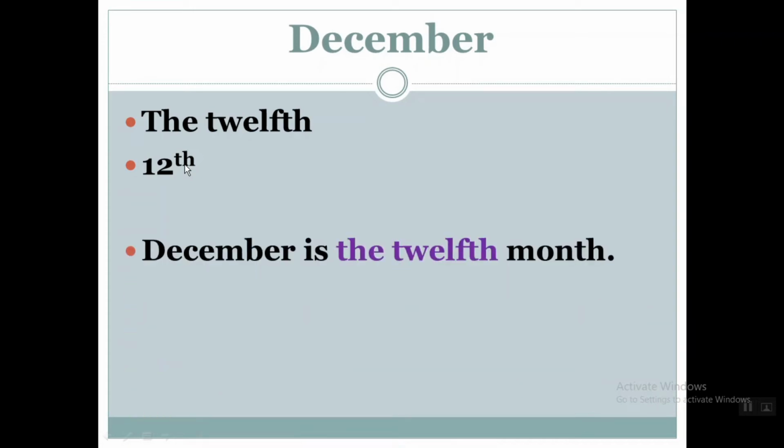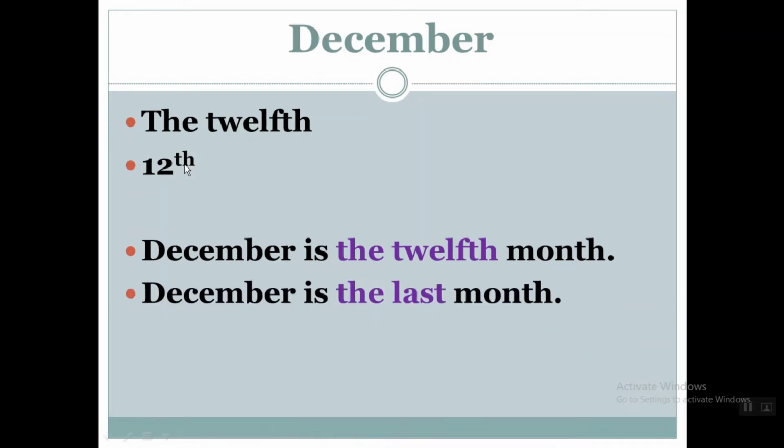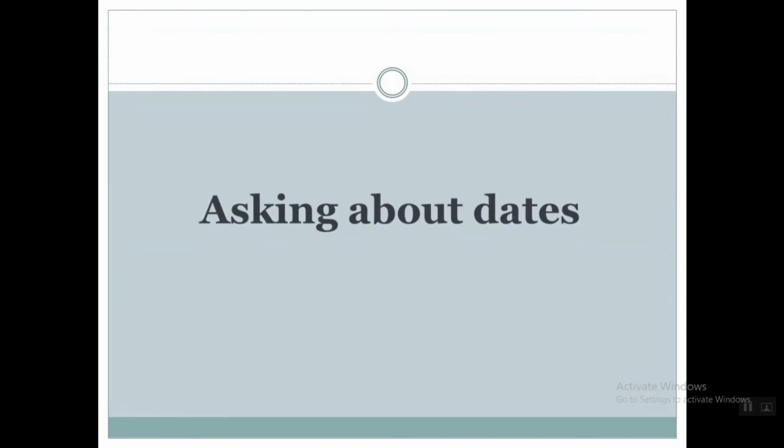The last month is December. Again, December. It's the 12th. Or we can write it like number 12 and TH. The 12th. So December is the 12th month. And also it's the last. December is the last month. Now let's study how to ask about dates.